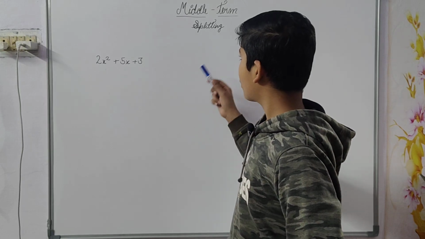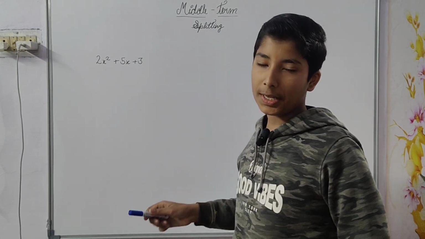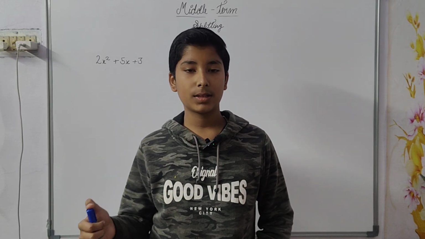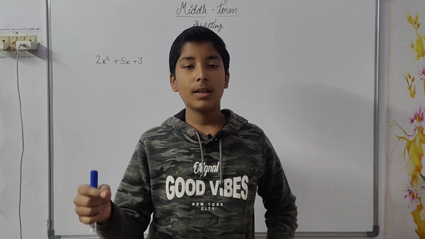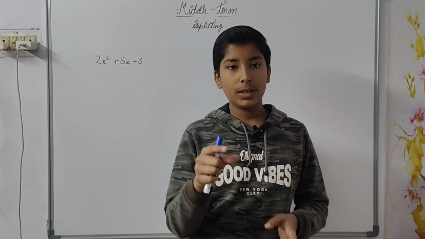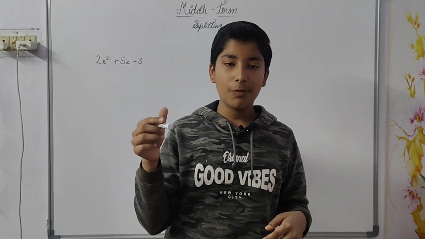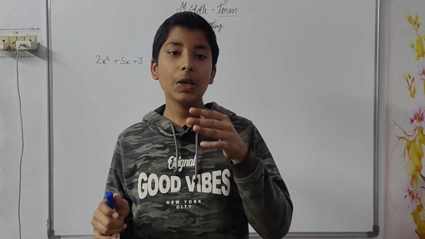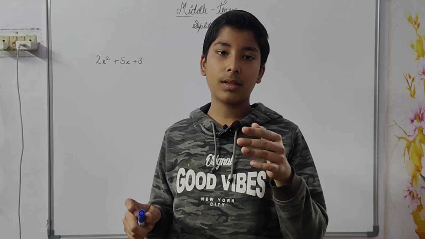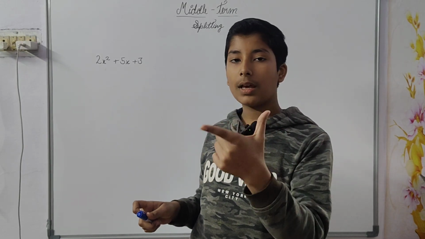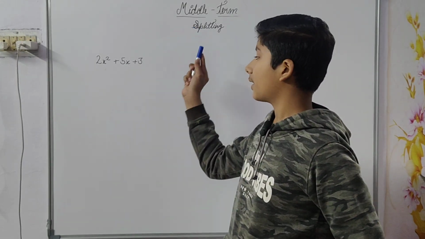This is Karthik, and in today's video we are going to do this topic, middle term splitting. See, firstly we have to understand what is factorization. Factorization is simplifying an equation into its original form, means how it was formed. So factorization has two parts. Firstly, using identity, and next is middle term splitting.